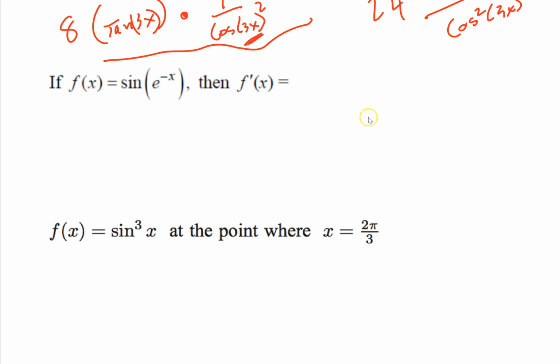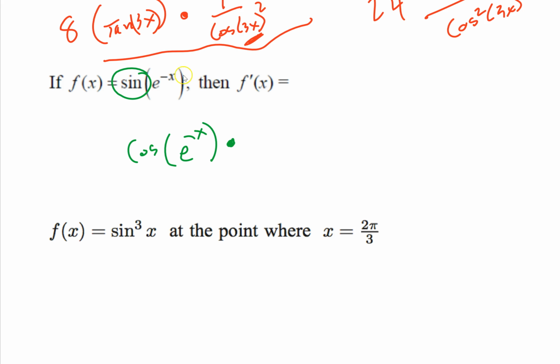So this one right here, if f of x equals sine of e to the negative x, then f prime of x equals what? On this one, again, notice it's not a product rule. It's chain rule, right? It's not sine times e to the x, it's sine of e to the x. You don't see an x there, you don't have sine alone, that can happen. So this is chain rule. Chain rule is take the derivative of the outside, which in this case would be cosine, leave the inside alone, and times the derivative of the inside.